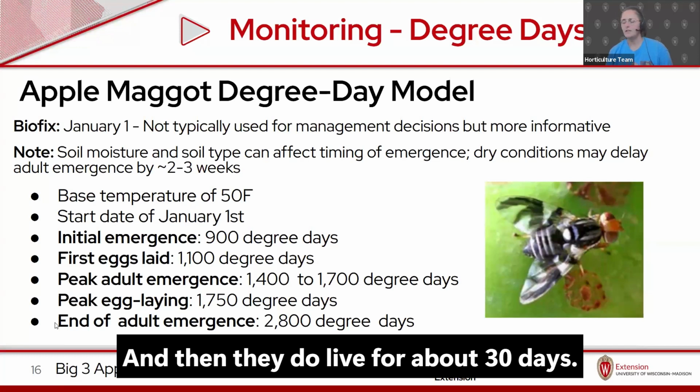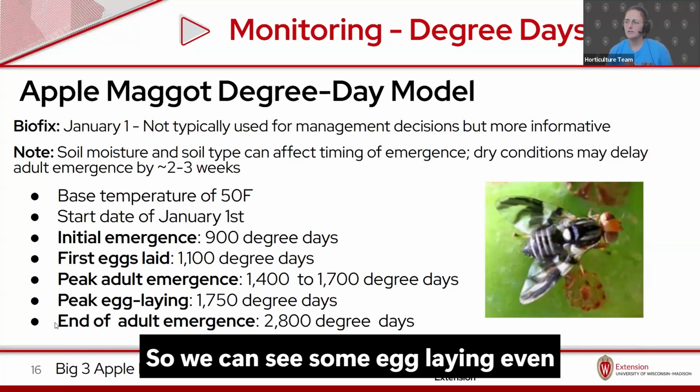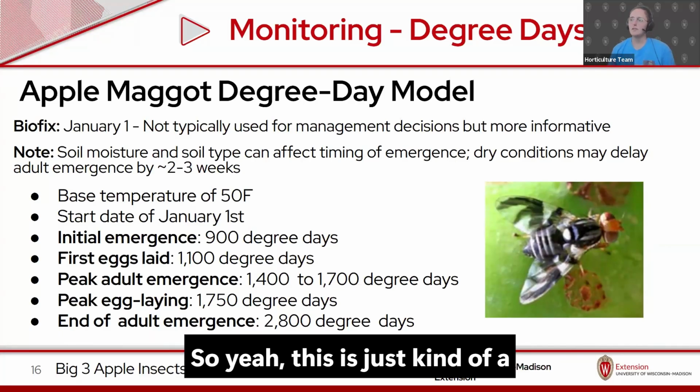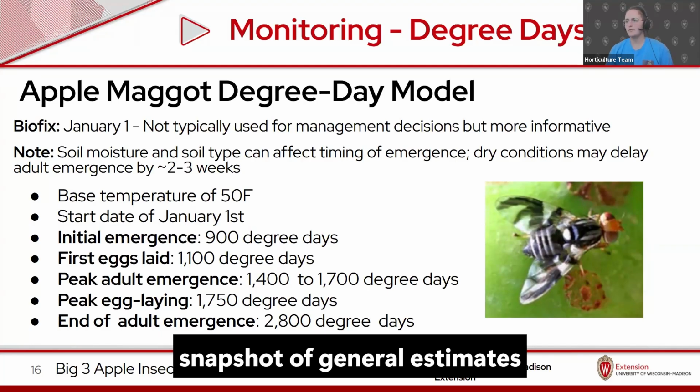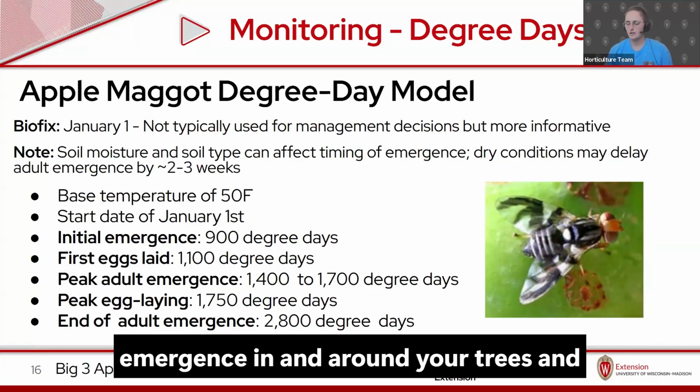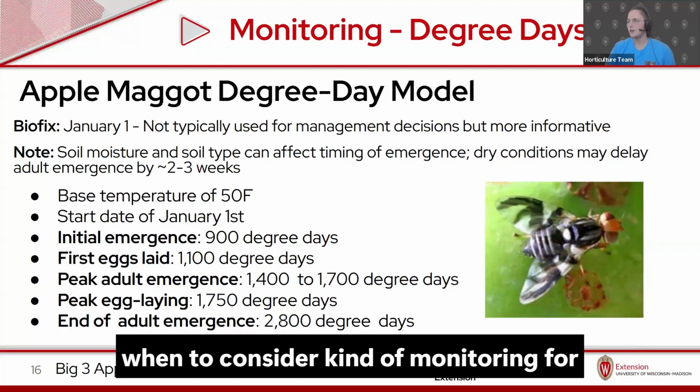And then they do live for about 30 days, so we can see some egg laying even through harvest for a lot of varieties. So this is just a snapshot of general estimates for when you might be able to see this emergence in and around your trees and when to consider monitoring for them.